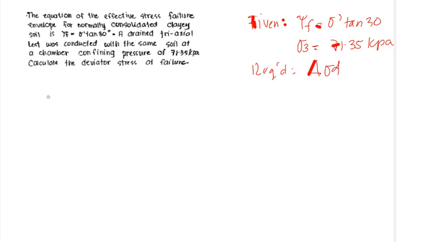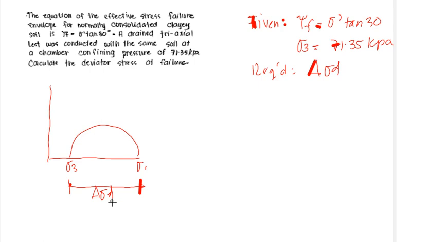So yung soil natin is a normally consolidated soil. So pag may normally consolidated soil tayo, yan yung ating Mohr circle. Yung sigma 3 natin, meron din tayong sigma 1. And then yung ating deviator stress is equal to doon sa ating diameter ng ating Mohr circle. So ito yung ating deviator stress, ito yung hinahanap natin sa ating sample.